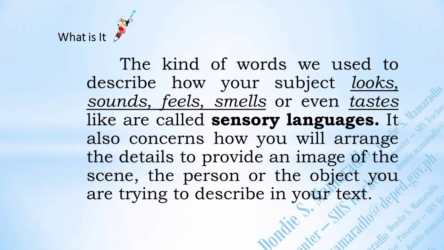The kind of words we use to describe how your subject looks, sounds, feels, smells, or even tastes are called sensory language. It also concerns how you will arrange the details to provide an image of the scene, the person, or the object you are trying to describe in your text.